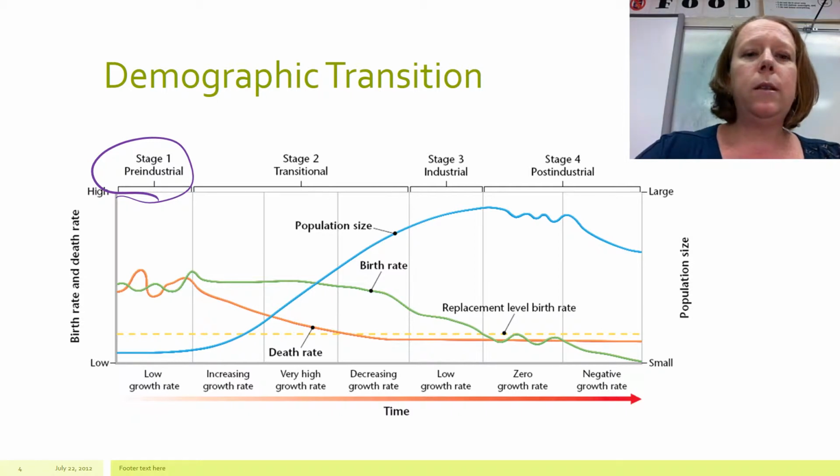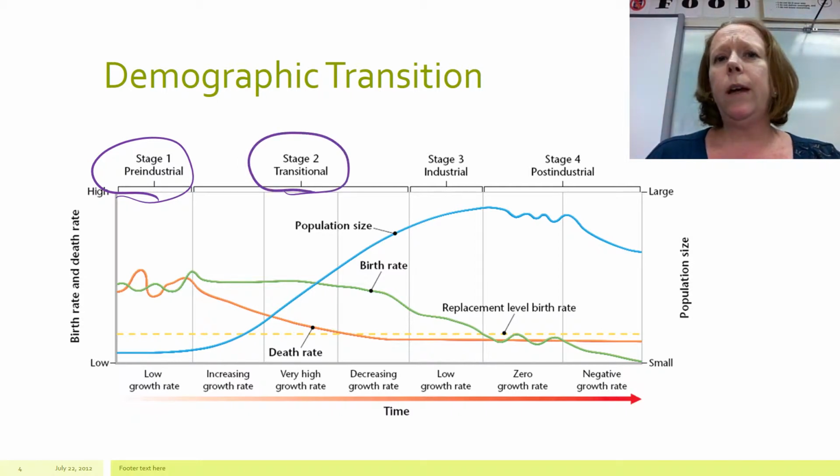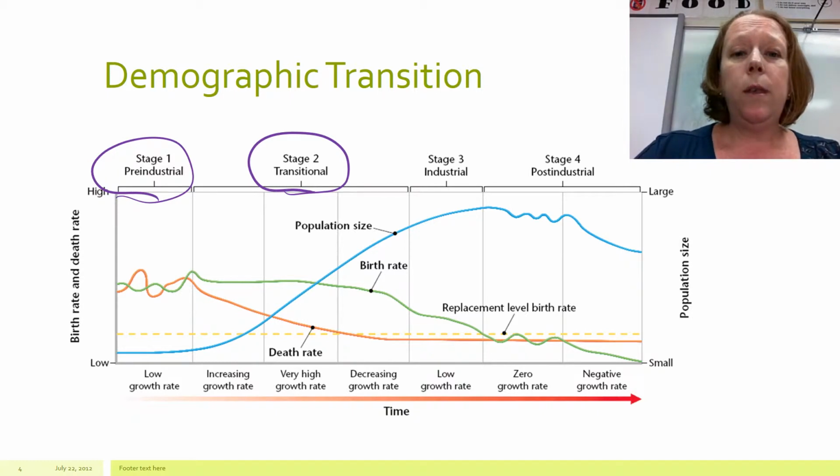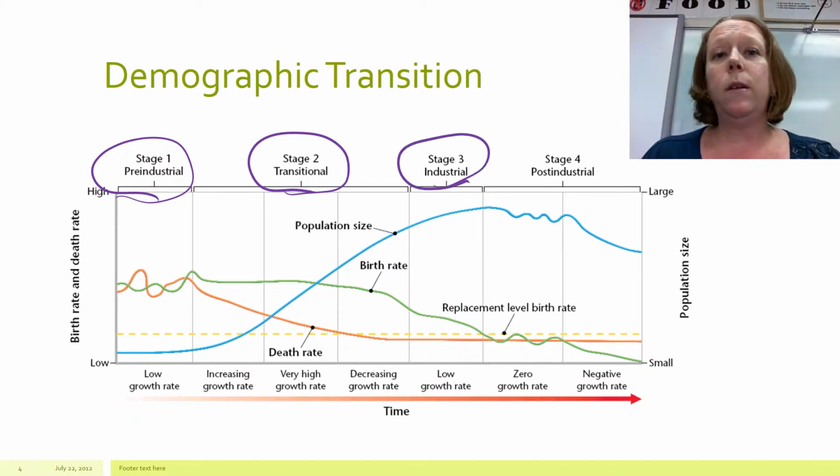But then they move into this transitional stage, stage two. And this is as they're becoming developed. And during this time, we see the death rate decline because now they do start to have access to food, adequate sewage disposal, clean water, medicine, all of these things. And so people start living longer. But they're also still having a lot of kids. And so the birth rate remains high while the death rate drops. So with a high birth rate and a low death rate, you see that exponential growth, that very fast, rapid growth during that stage.